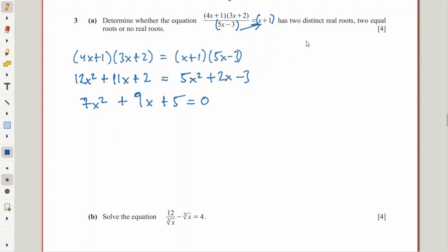All right. So if you are talking about the nature of a quadratic graph, then you have to make use of the discriminant. You know this is b. B is 9. So 9 squared minus 4 times a times c, that's 7 times 5. That'll be 35.